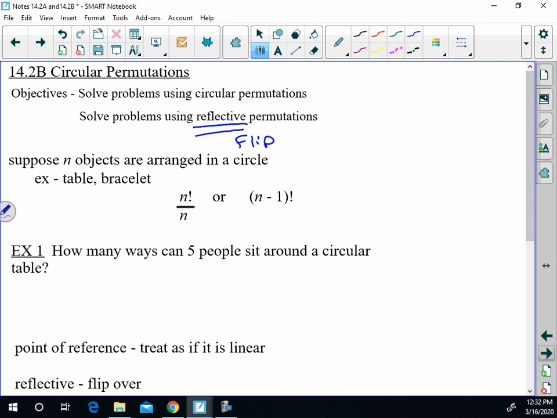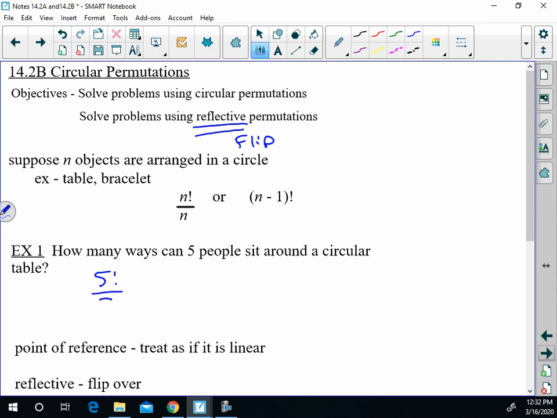Suppose n objects are arranged in a circle. Examples are tables and bracelets. They can be done using this formula, n factorial divided by n, or (n minus 1) factorial. Those are equivalent actions. I like to think about it this way: when you take n factorial divided by n, n is the number of places there are. I'm going to show you how we work this out in the next problem: 5 people sitting around a circular table. Well, we can apply the formula straight away.